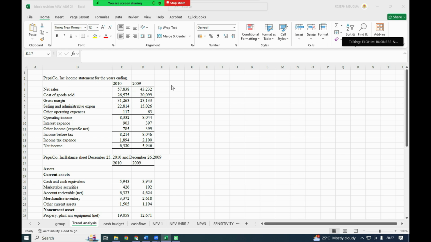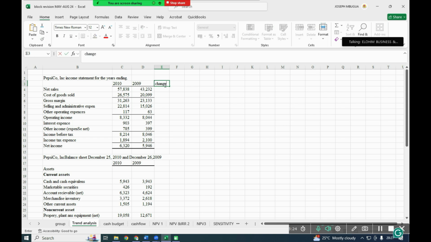So the first thing you do whenever you're finding the trend analysis, you find the change. And after finding the change, you find the percentage change. Yeah, the change and the percentage change, those 2 items. So the trend now will be shown using the percentage change, so that you can know whether the net sales increased, whether the cost of goods sold increased, and so on. That's what we are referring to as the trend, that percentage change, because trend is normally shown using percentages.